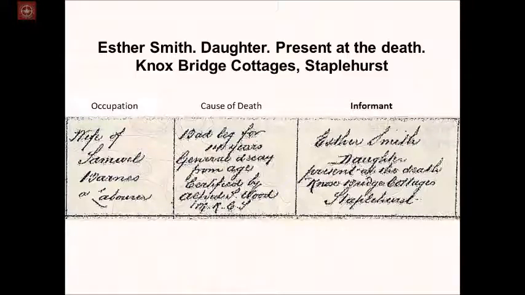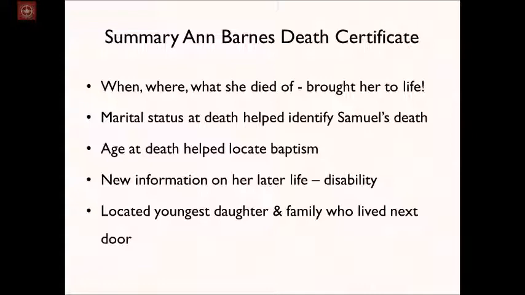So let's summarise. What have we learnt from Anne's death certificate? Was it worth buying it? It's £9.25. It tells us when, where and what she died of, and that's really, for me, helped to bring her to life. It's giving us her marital status at death, which helped identify her husband's death.